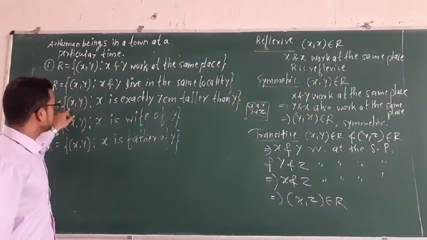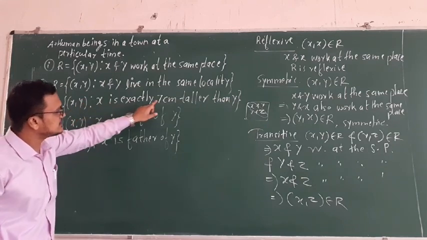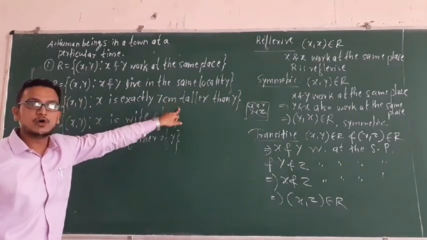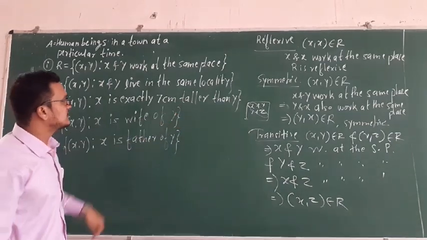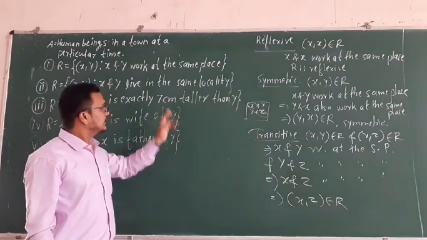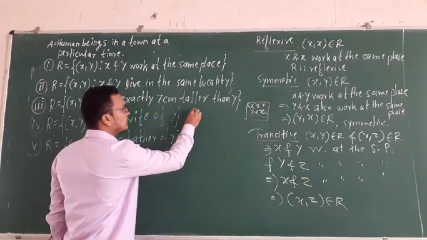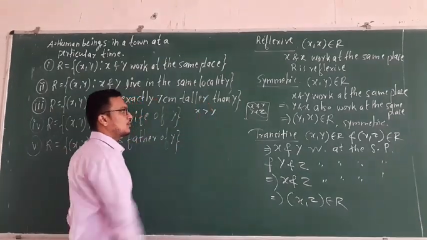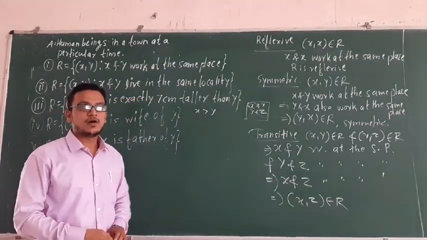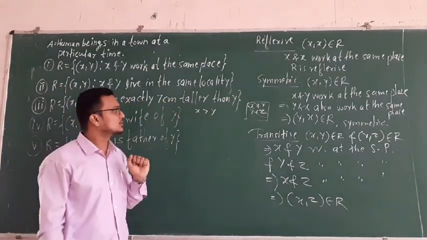Third one. R is equal to (x, y) such that x is exactly 7 centimeters taller than y. Now x is exactly 7 centimeters taller than y means x's height is greater than y's, simply x is greater than y. I will just discuss the solutions, and you have to write the solution for that.